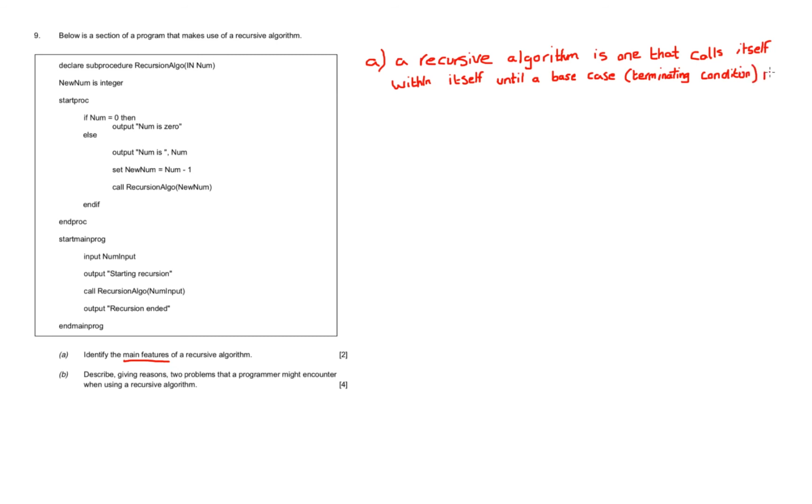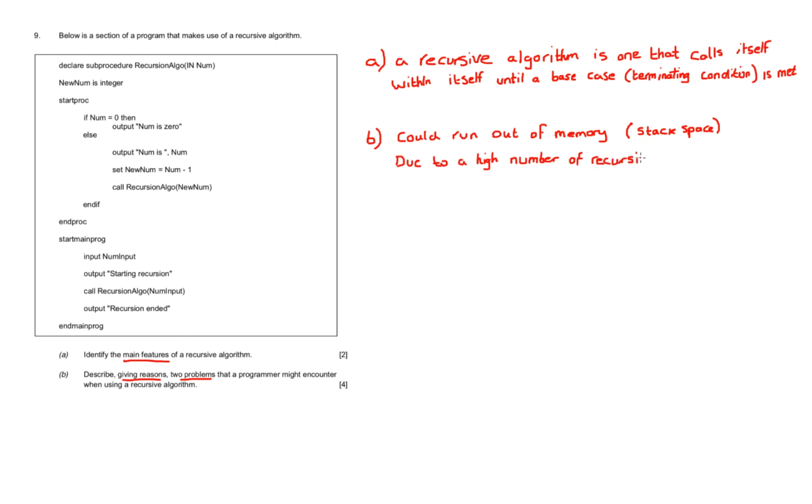In number 9b, it states describe, giving reasons, problems that a programmer might encounter when using a recursive algorithm. Well, firstly, a recursive algorithm does lots of calls to itself, so that potentially could make us run out of memory. Every time we make a call, it gets put on the stack. And due to a high number of recursive calls, we can end up running out of memory and overflowing our stack. And that would get you 2 marks.